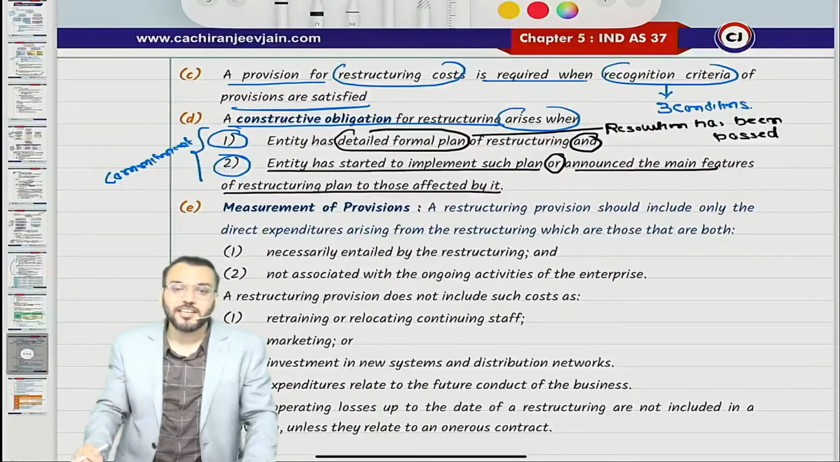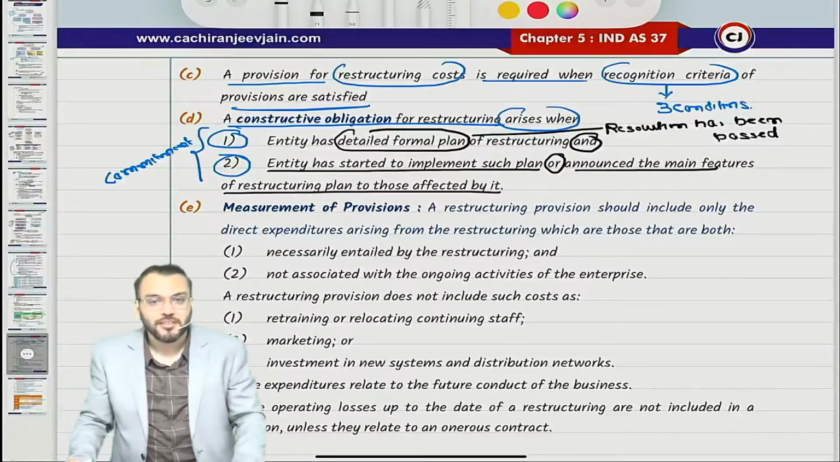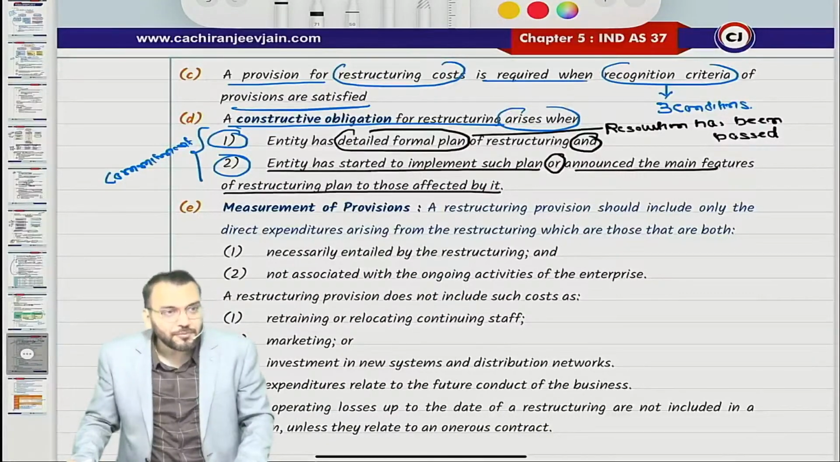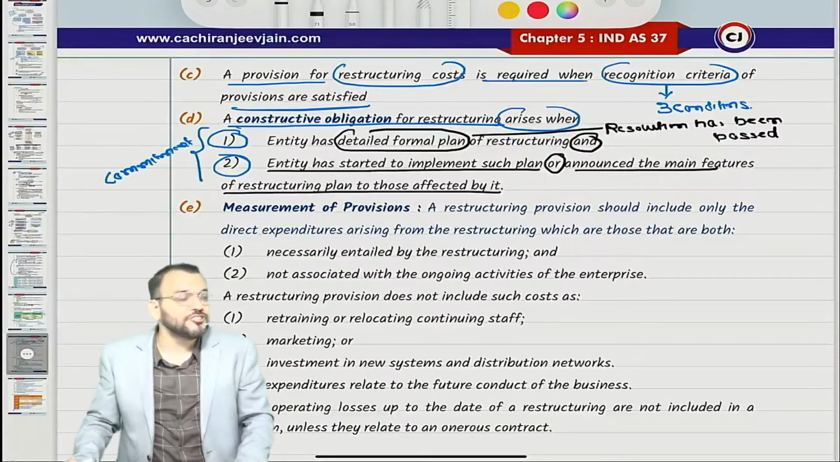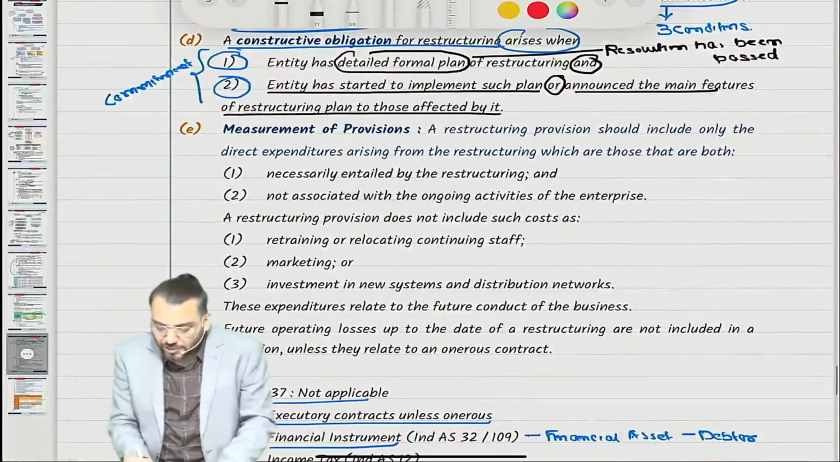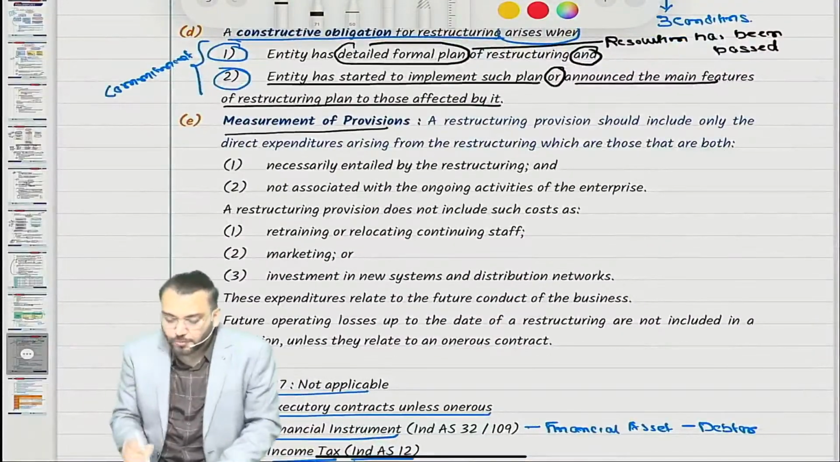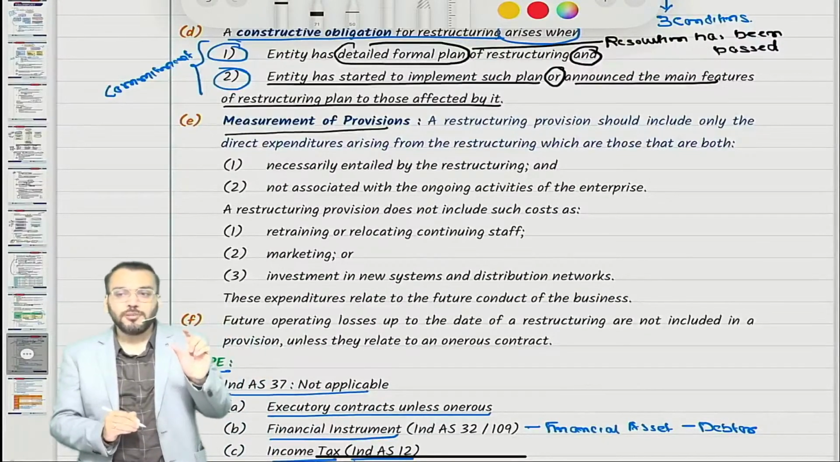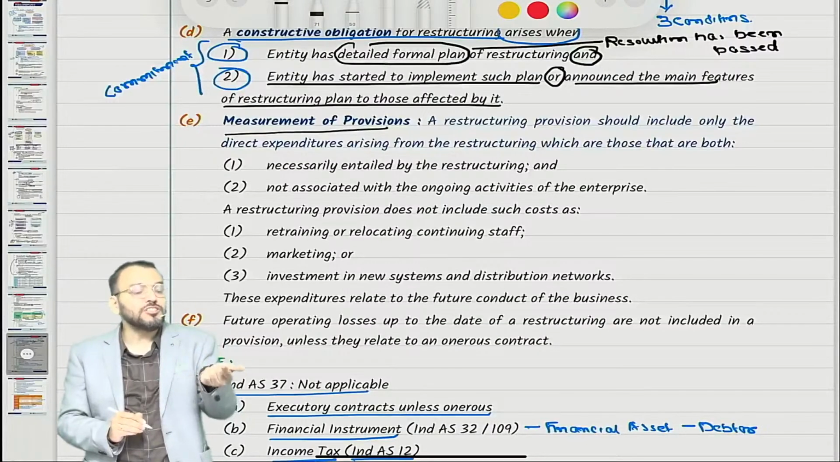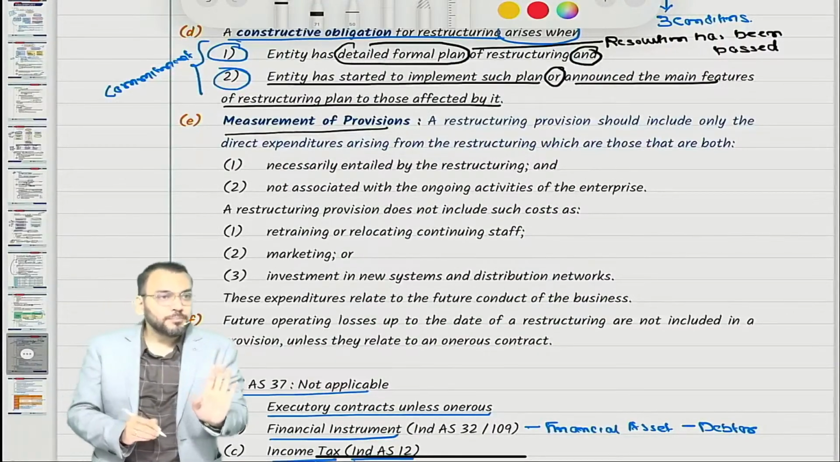If these two conditions are satisfied, it means there is a constructive obligation on the reporting date, and therefore we can recognize the provision for restructuring cost. Correct. Now the question is how to measure the amount of provision. What amount should be measured as provision? What are the costs which we need to consider for making the provision?